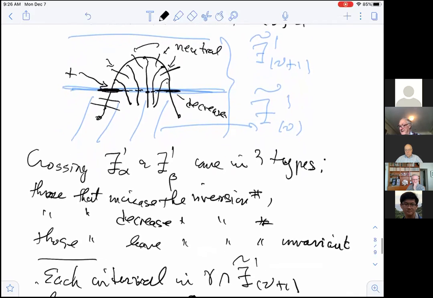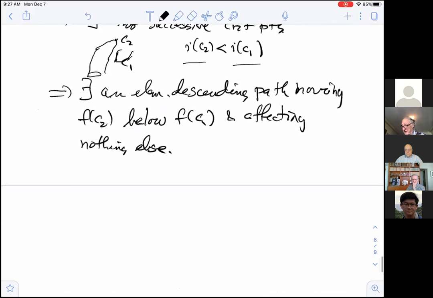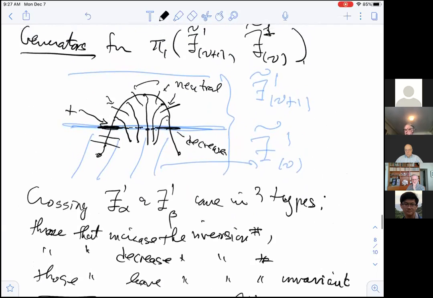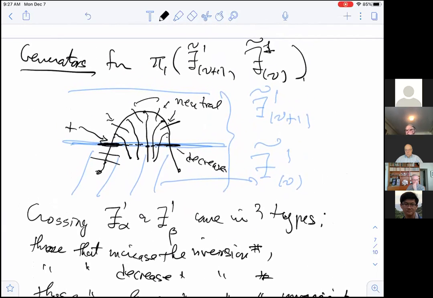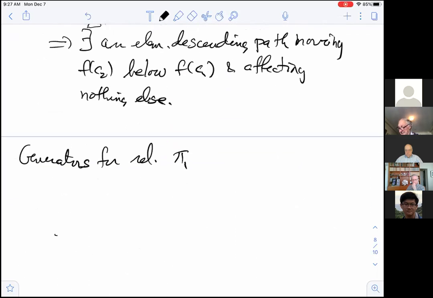So what I see now are some generators for the relative fundamental group. The point is, of course, that this path is homotopic to the composition: go up, come back down, then go up, around and down, up, around and down, and so on. So my paths look like this.